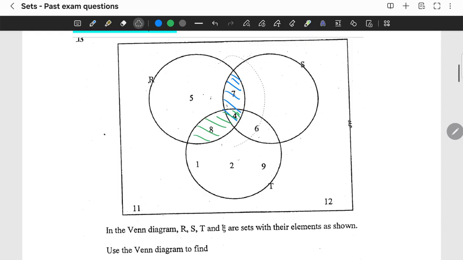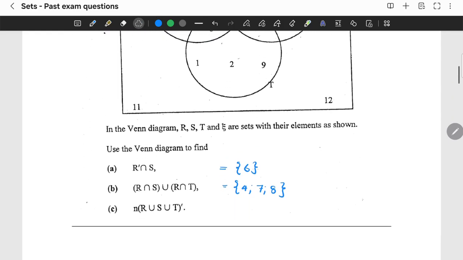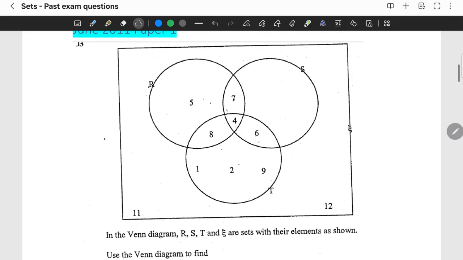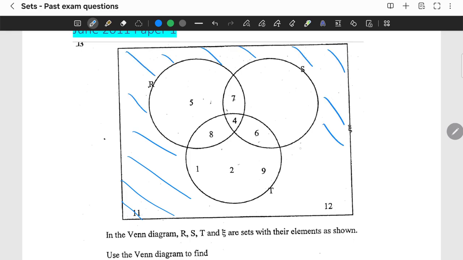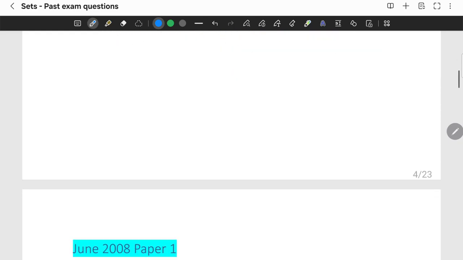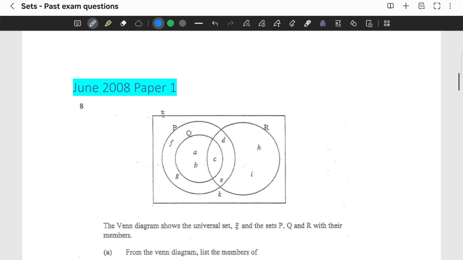Perfect. And then the next question says the number of elements in (R union S union T) complement. Great. So R union S union T is all 3 sets that are highlighted. The complement is outside, so that's these. And the number of elements in here are 11 and 12, which is just 2. So that is 2 because there are only 2 elements in there. That's the answer.